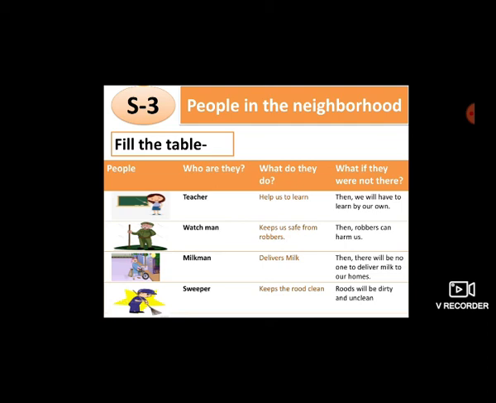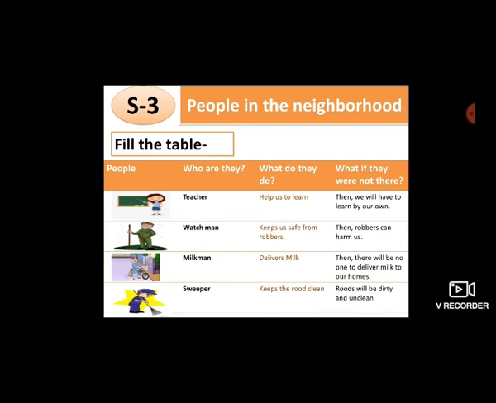Second, watchman. How does the watchman help us? Keeps us safe from robbers. Yes, and what will happen if there is no watchman? Then robbers can harm us. Okay, third is milkman. What does he do? He delivers milk. What will happen if there is no milkman? Then there will be no one to deliver milk to our homes.